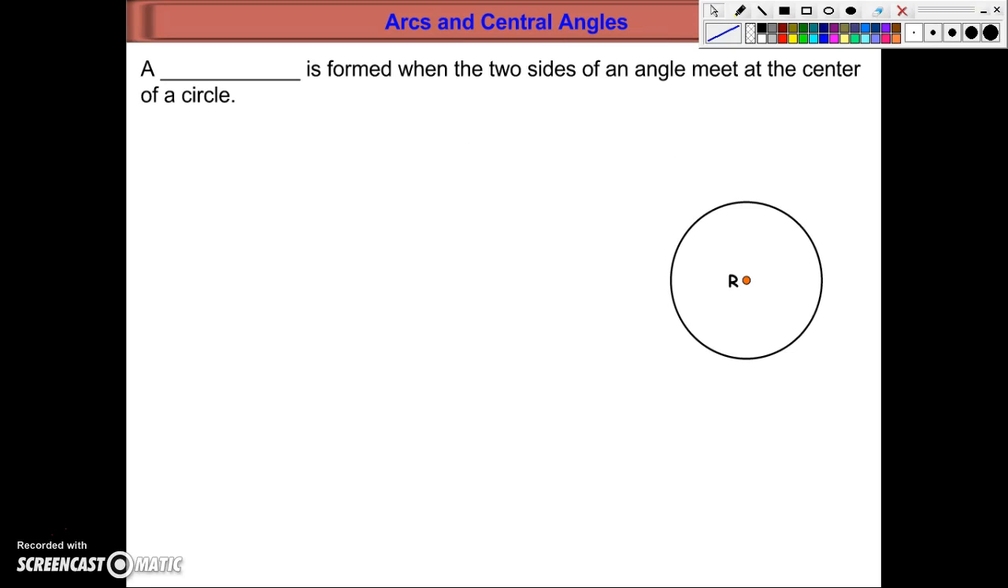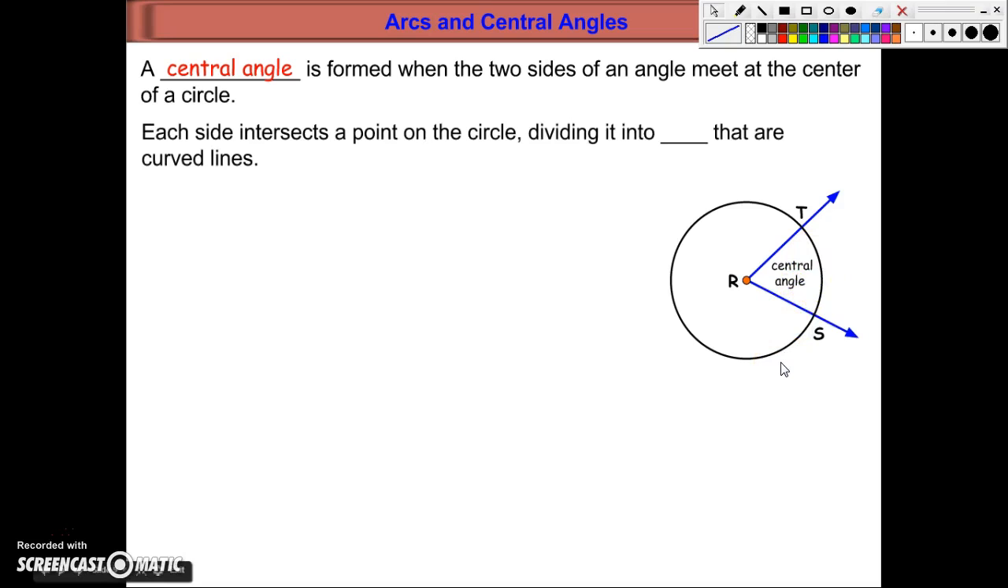Arcs and central angles. A central angle is formed when the two sides of an angle meet each other at the center of a circle. Okay, so our central angle would be at angle TRS. That's where the two sides of an angle meet at the center of a circle. Each side intersects at a point on the circle, dividing it into arcs that are curved lines. So the arc would be from T to S, just that part.